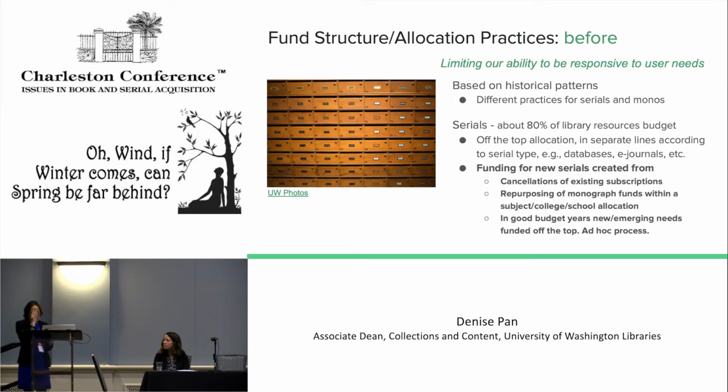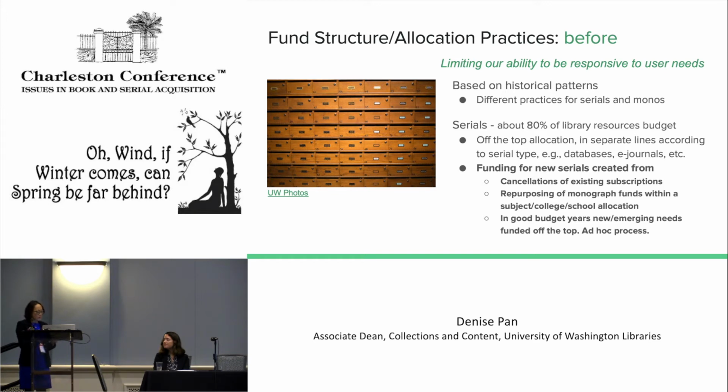Our fund structure and allocation practice remained fundamentally unchanged for 20 years. Off the top allocations went to ongoing and serial costs based on negotiated prices, market usage estimates for packages, ILL, cataloging, and other associated acquisitions and access to discovery expenses, everything taken off the top. Remaining allocations went to monograph approvals and firms based on historical amounts and percentages going back 20 years. And funding for new formats and initiatives was a completely ad hoc process when there's money available. And when is there money available?